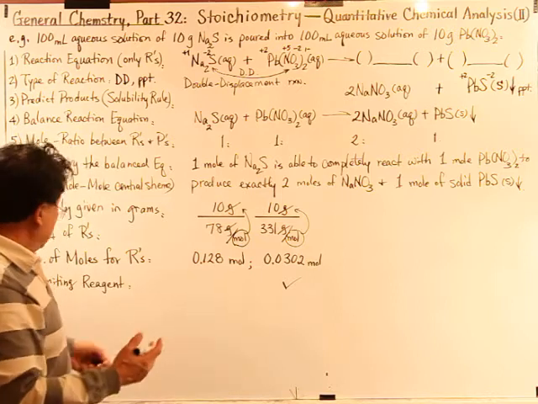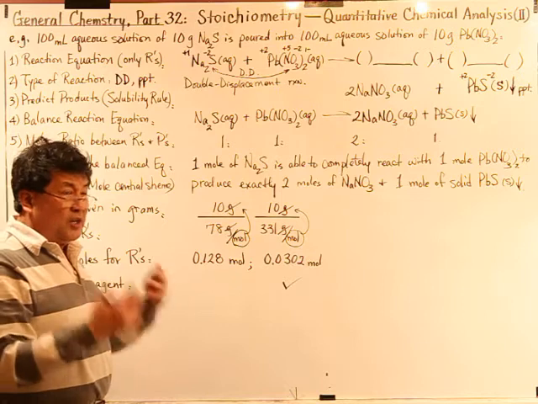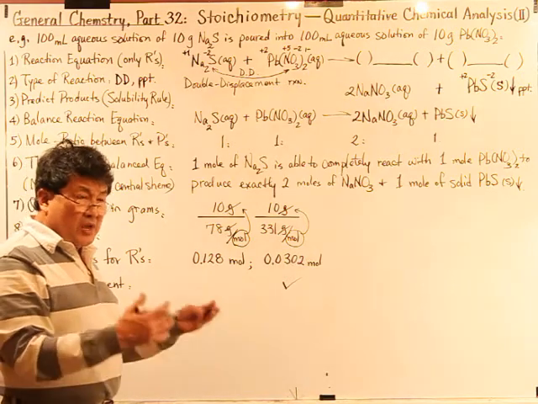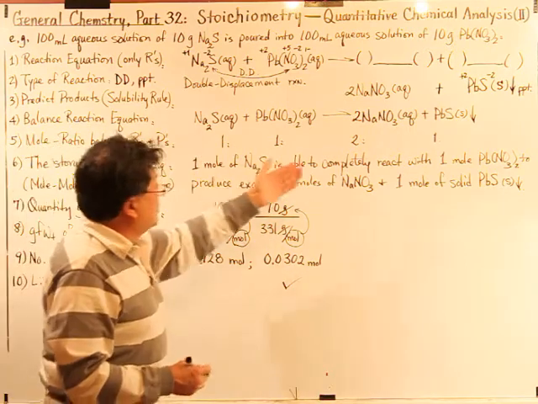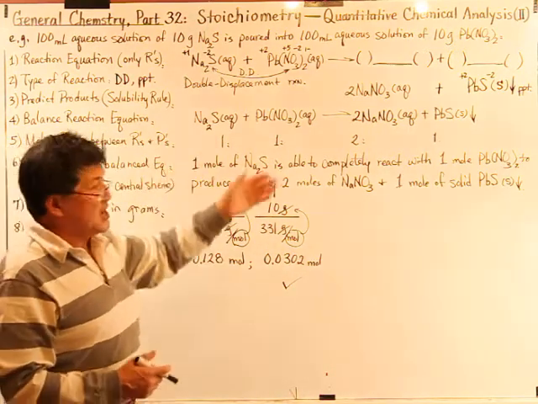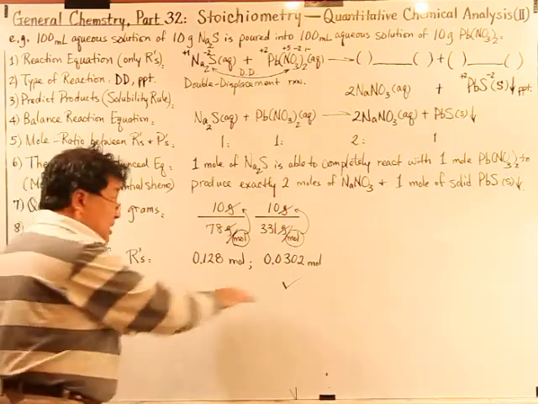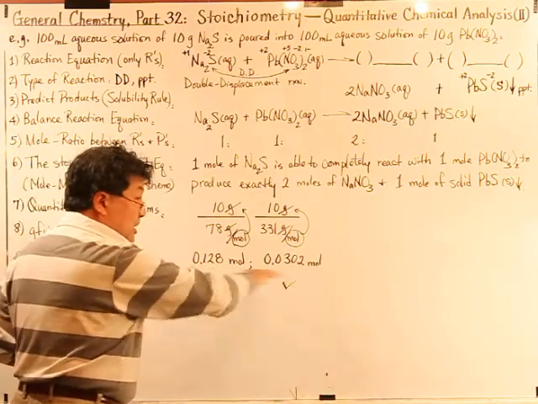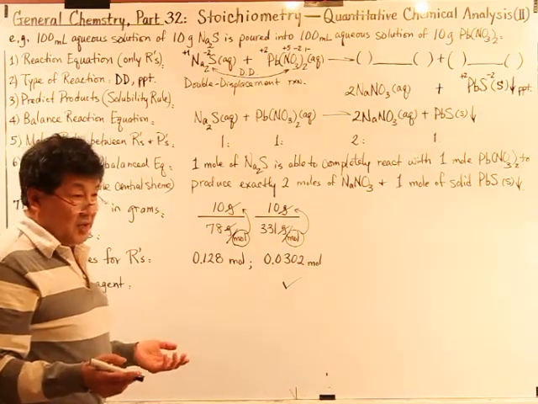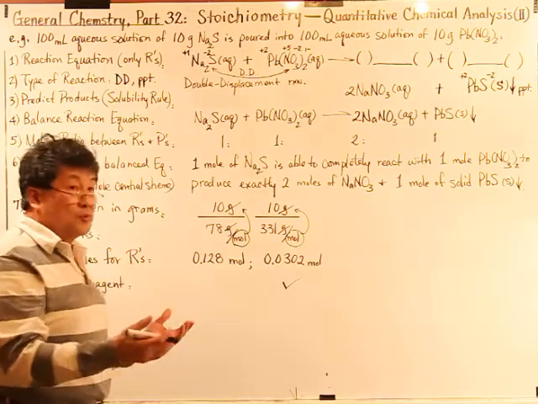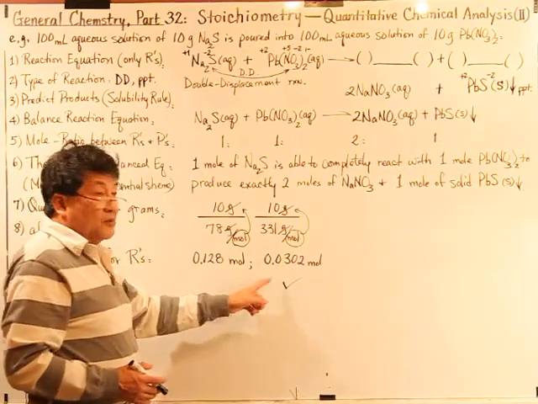Since we found the limiting reagent, that becomes the criterion for when the reaction will stop. The mole ratio between the reactants and products from the balanced reaction equation doesn't really fit this quantity relationship right here. So we have to reset and find a new mole ratio based on the limiting reagent.